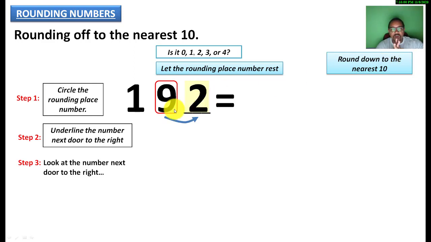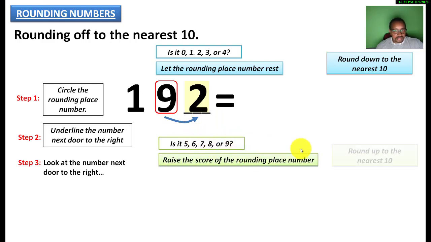Which two numbers is this between? Between which tens? 90 and 100, because 10 tens are 100. Follow the rule. Is it a 5, 6, 7, 8, or 9? Nope. So we aren't raising the score and we're not rounding up to the nearest 10. This is staying as it is.